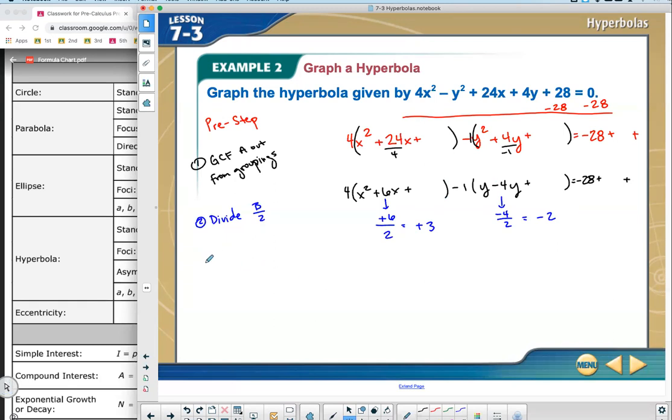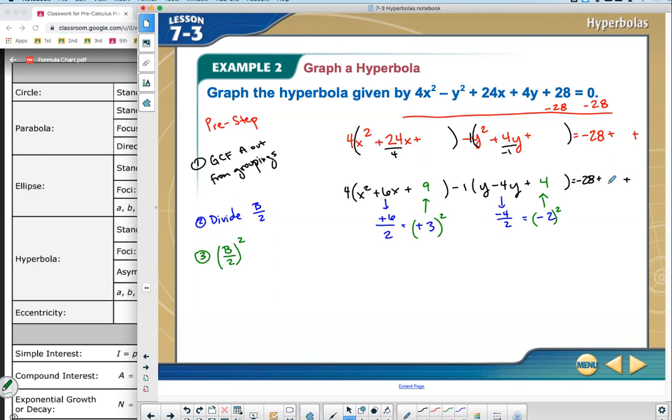Step 3. We are going to square that B divided by 2 value. So B divided by 2, but that value is going to be squared. So I'm going to take out my B divided by 2 here, and I square it. What is 3 times 3? 9. And over here, I take my B divided by 2, and I square it. What is a -2 times a -2? +4.